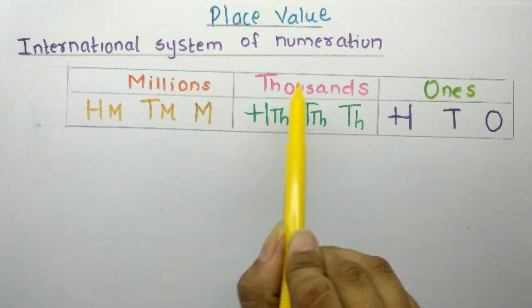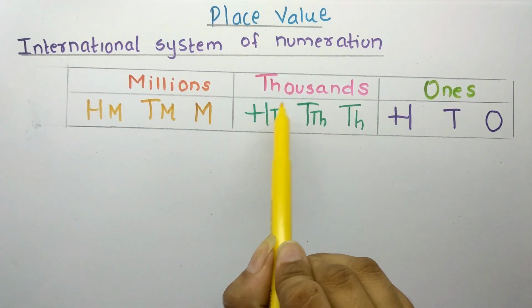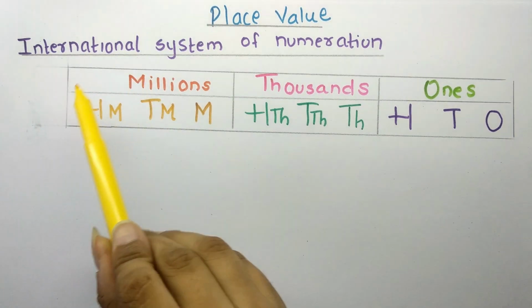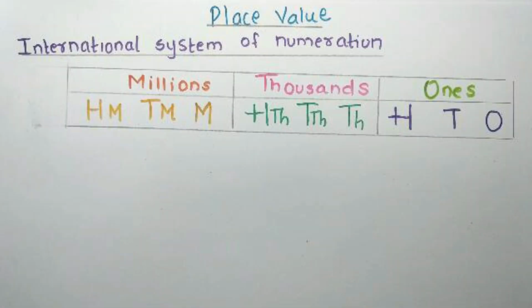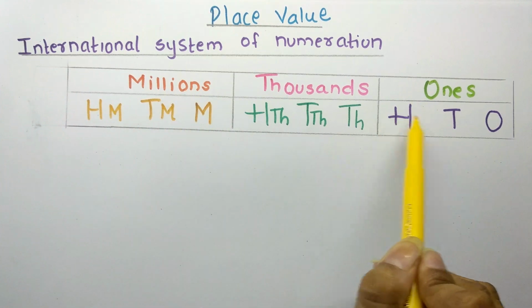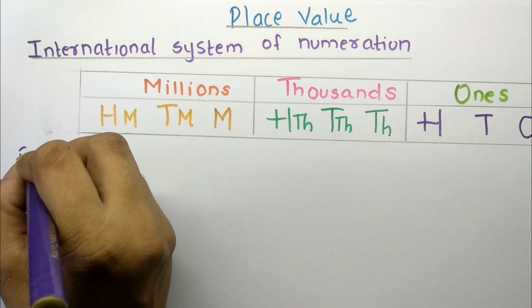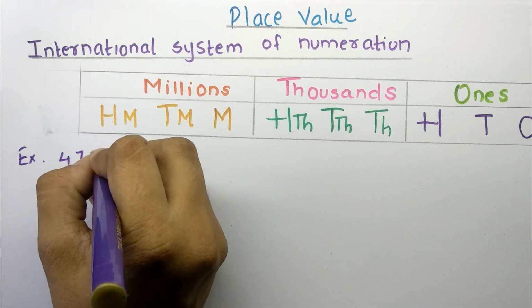So in the Indian system we have lakh over here. But in the international system we have hundred thousands. Next, we have the million period. So we have million, 10 million, and 100 million. In the international system of numeration, each period will have three digits, so it is easy to put commas. You will always put commas after three digits.